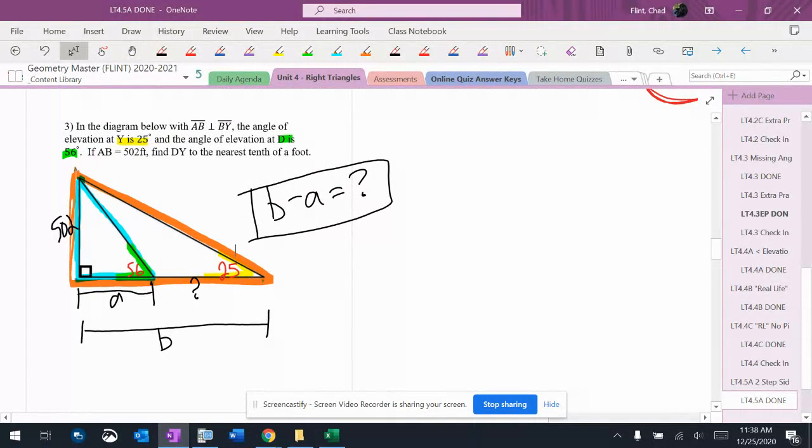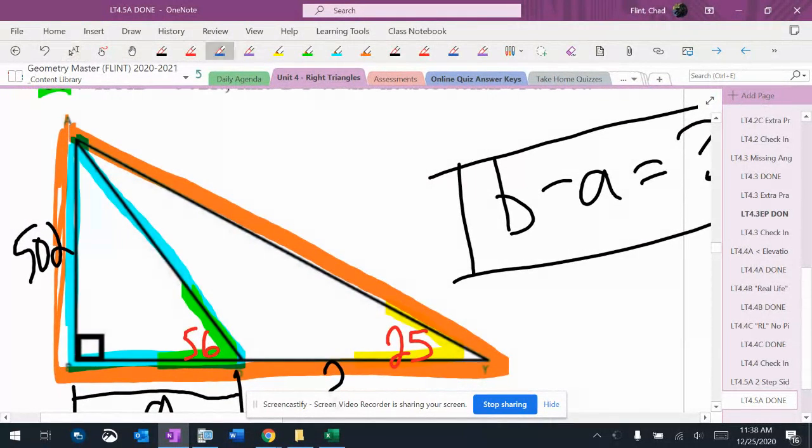Now, there's angles involved, so it's a SOHCAHTOA problem, especially for this unit. It's a SOHCAHTOA problem because of an angle involved. So let's do the blue triangle first. The hypotenuse is right there. Opposite is right there. Adjacent is down here.